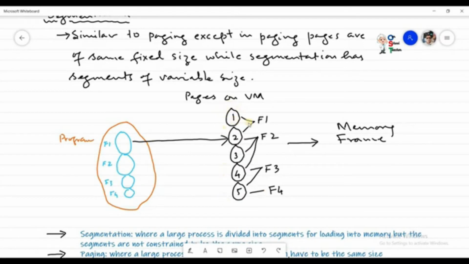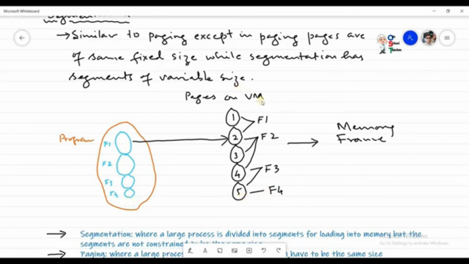Because pages are of fixed size, quite possibly function 1 exists in page number 1 and page number 2. Similarly, because function 2 is a larger one, it might exist in page number 2, page number 3, and page number 4. Function number 3 is in page number 4 and page number 5. And the last function is function number 4, because this is the smallest one, quite possibly it exists in only one page, that is page number 5.